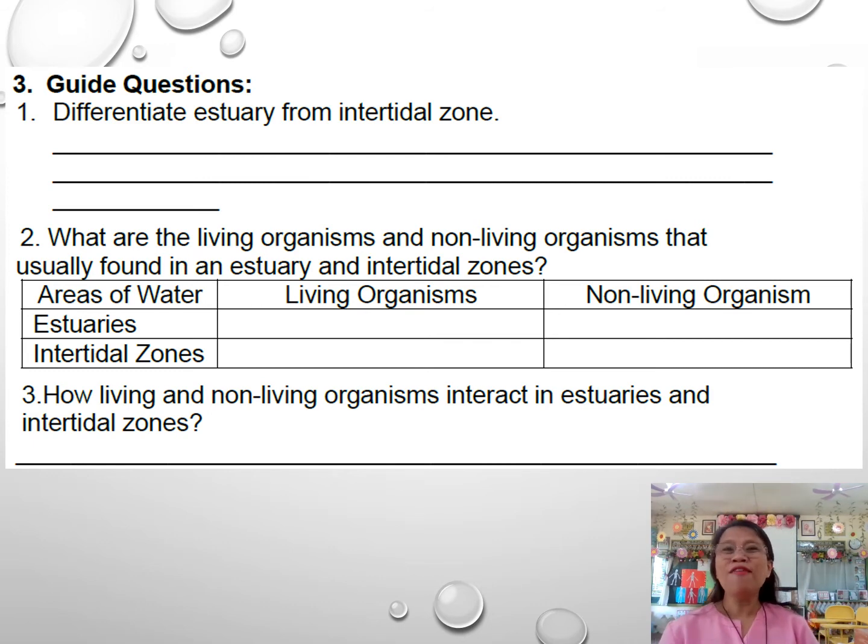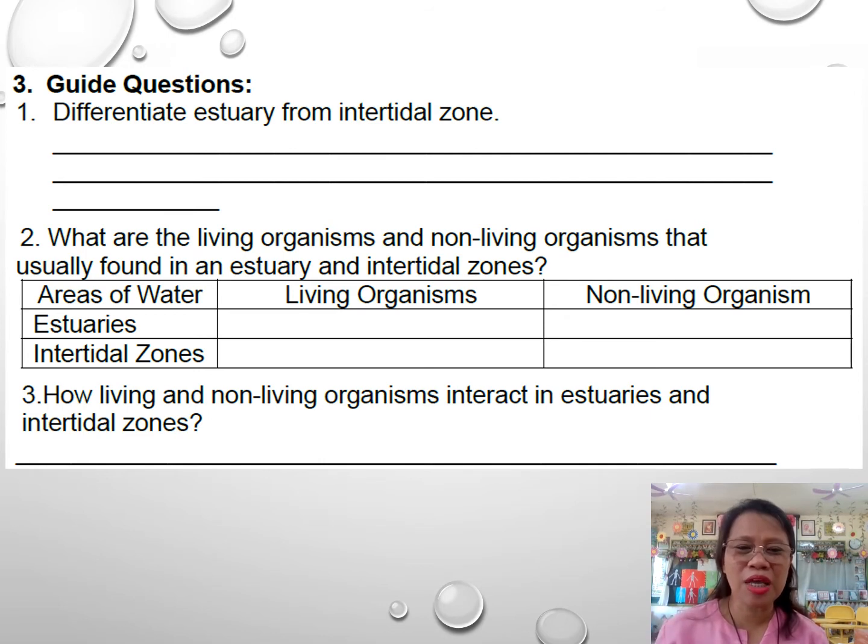For number 2, what are the living organisms and non-living organisms that are usually found in an estuary and intertidal zones? So I've got there lots of examples. You may copy there the living things or the biotic factors in estuaries and intertidal zones, and the non-living organisms in both estuaries and intertidal zones.